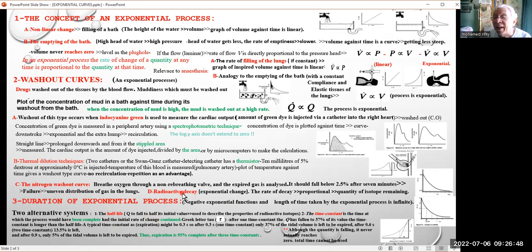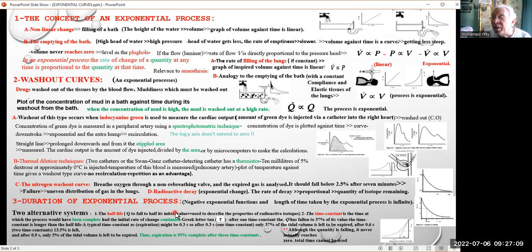The fourth thing is the radioactive decay of any radioactive substance, whenever it's injected. By time it becomes less in concentration, which you can measure by scintillation. This is a washout curve where we can measure, suppose, the cardiac output, whatever.